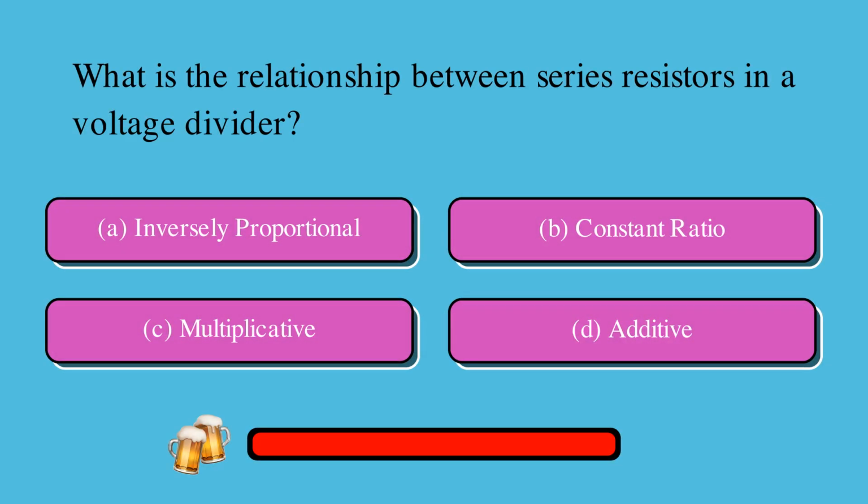What is the relationship between series resistors in a voltage divider? Is it A, inversely proportional, B, constant ratio, C, multiplicative, or D, additive? The correct answer is D, additive.